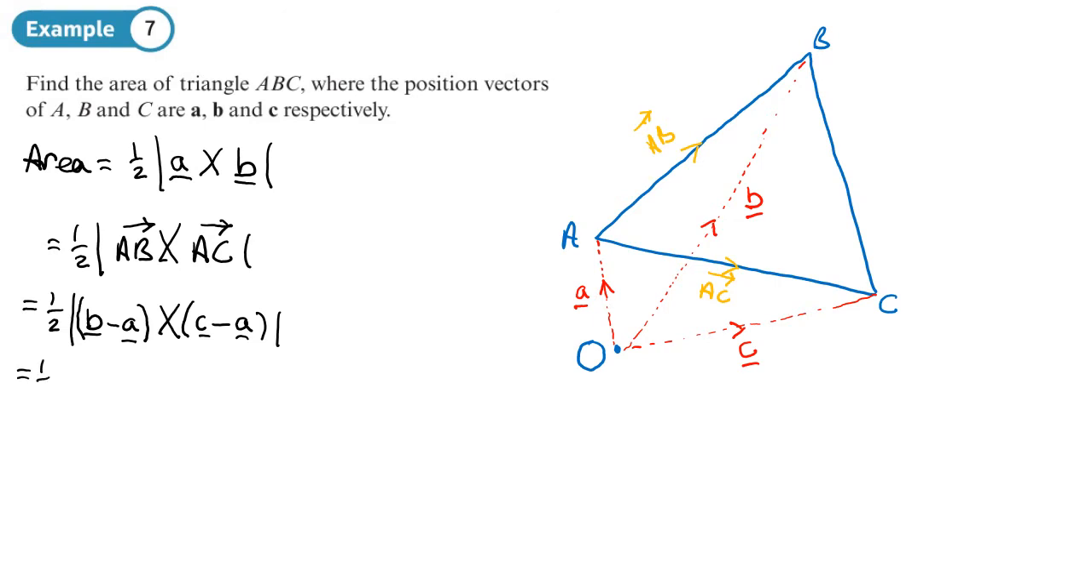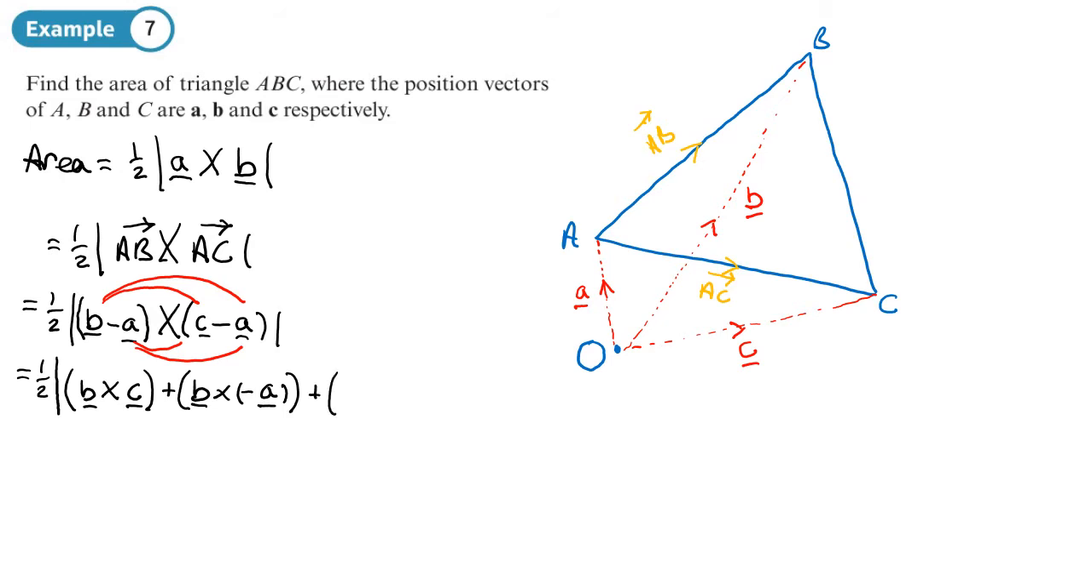Now since the cross product is distributive, we can expand the brackets, which means basically we can cross these items together like this, just like you would with normal expanded brackets. So I would get B cross C, then plus B cross minus A. Now what I might do afterwards is move these minuses to the front. Then I've got minus A cross C, and then one more to go, and that would be minus A cross minus A.